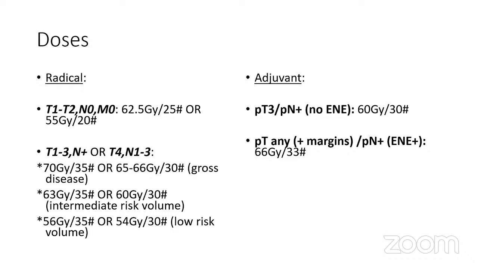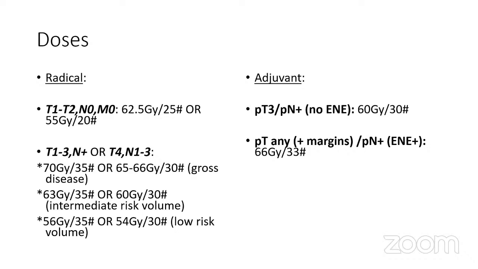So for the little glottic cancers, it would be 62.5 in 25 or 55 in 20. I've used both, and I like both of these. For the other cases where we're treating lymph nodes, you can use 2 gray per fraction or 2.2 gray per fraction. And again, you could use either the 2 or the 3 dose levels.